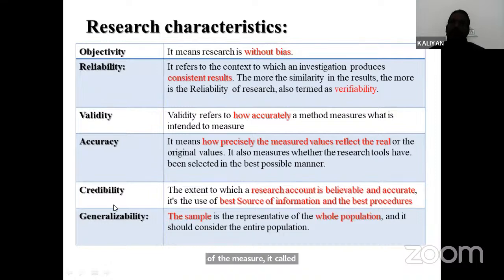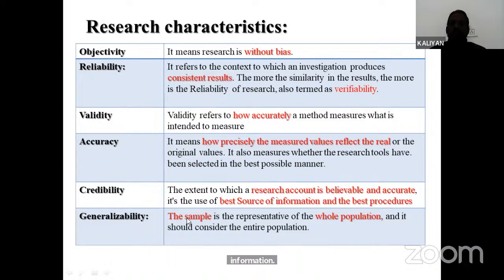And credibility. Credible research is believable and accurate. So it is the use of the best source of information and the best procedure. So credibility means at the time of the research we give the credit to where we get the source or where we get the information.